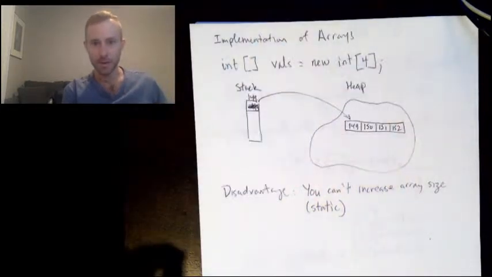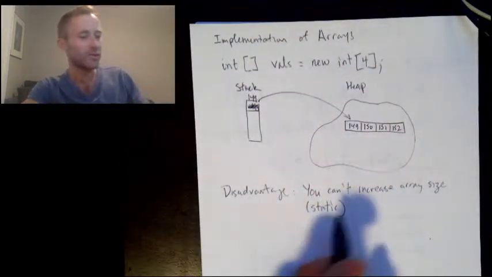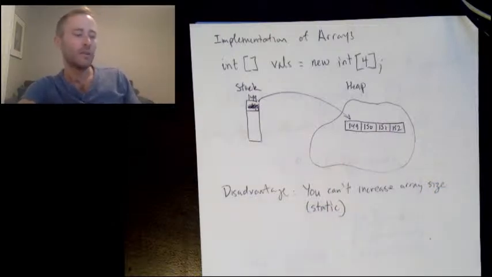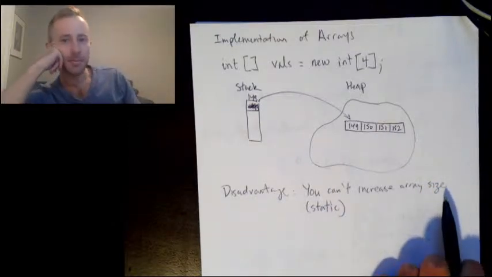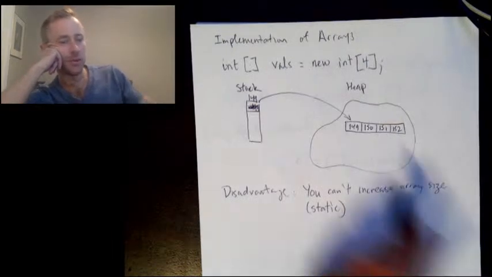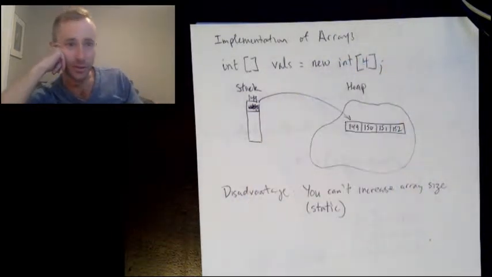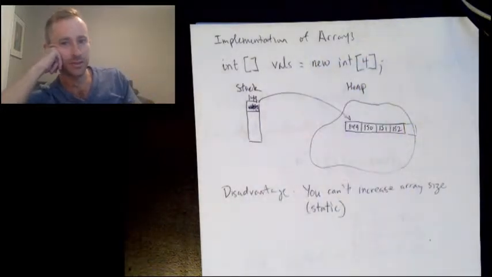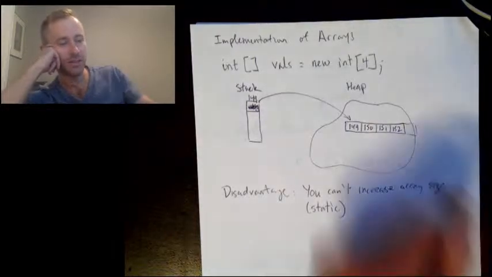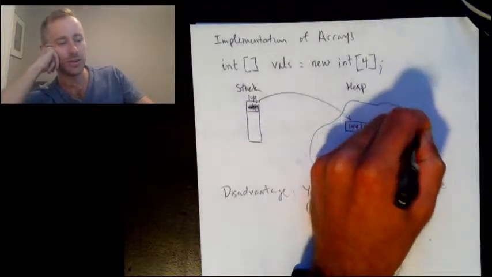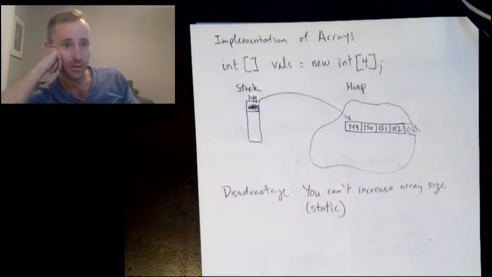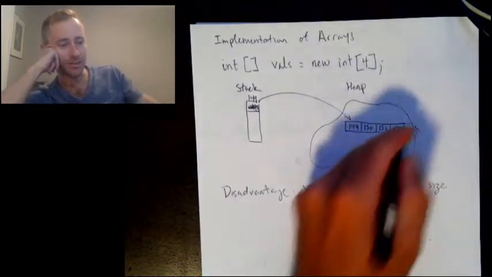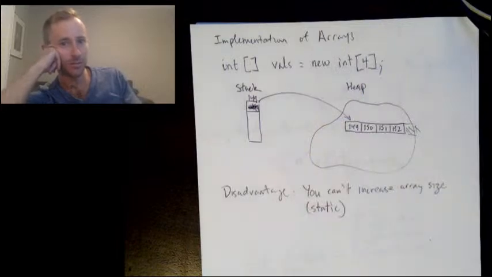Okay? So if you wanted to increase the size, if you wanted to make this an integer array of size 5, you would have to block out the next space in the heap. So the 5th one would be in space 153. But the thing is that the heap has already used that next space. Okay? That space is not guaranteed to be open.